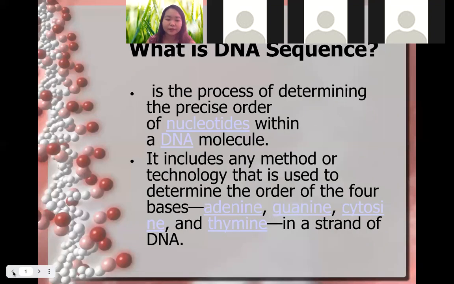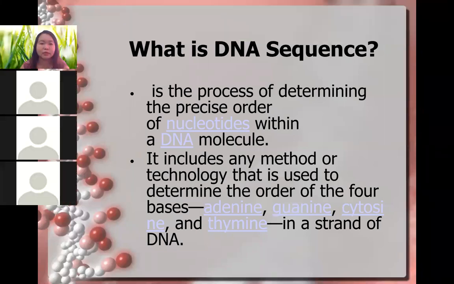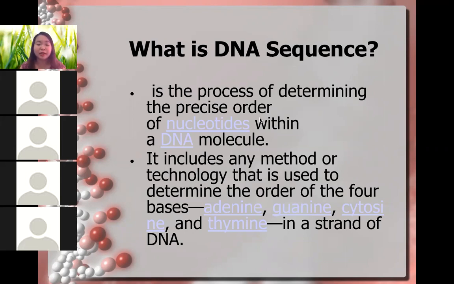Okay. So what is DNA sequencing? Again, it is the process of determining the precise order of nucleotides within a DNA molecule. You remember in the previous discussion, we talked about DNA and RNA, the making of proteins, the transcription and translation. And it includes any method or technology.